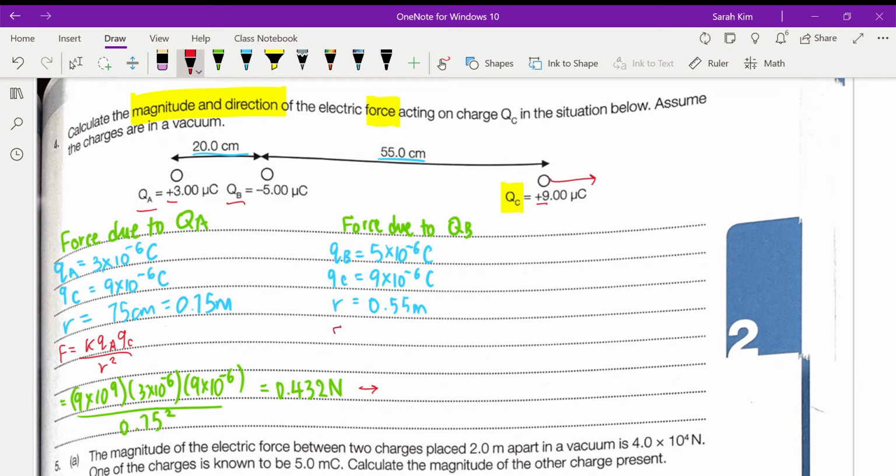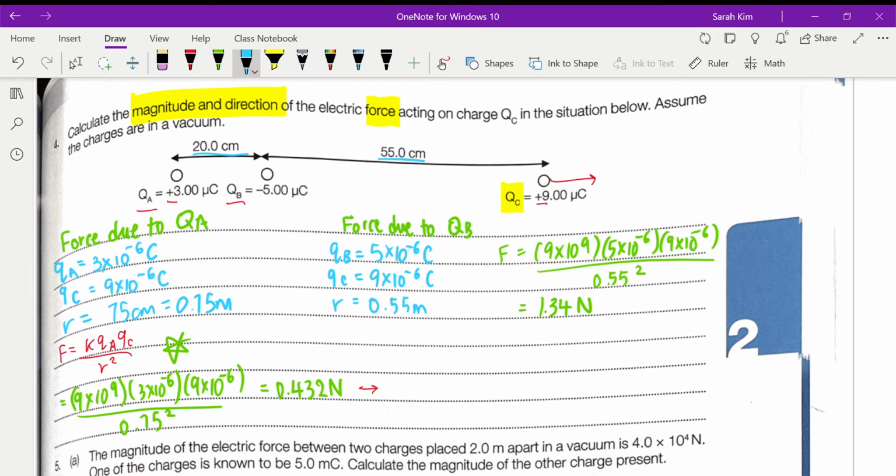Right, again, I do the same equation. I'm just not going to bother writing it here because I need more space. Once I do my force equation, it'll be 9 times 10 to the power of 9, 5 times 10 to the power of negative 6, 9 times 10 to the power of negative 6, divided by 0.55 squared. If I put that in the calculator, that shouldn't be too hard. It gives me 1.34 newtons.